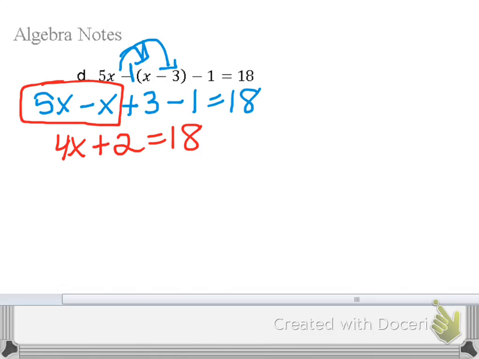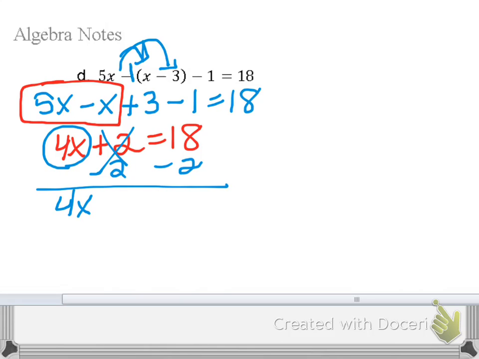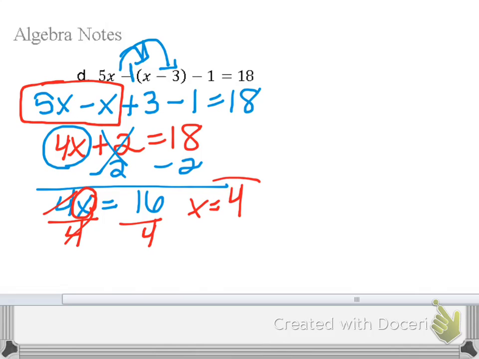Our next step is to isolate the variable term. So we subtract 2 on both sides. And then the last step is to isolate the x by dividing by 4. So 16 divided by 4 is 4.